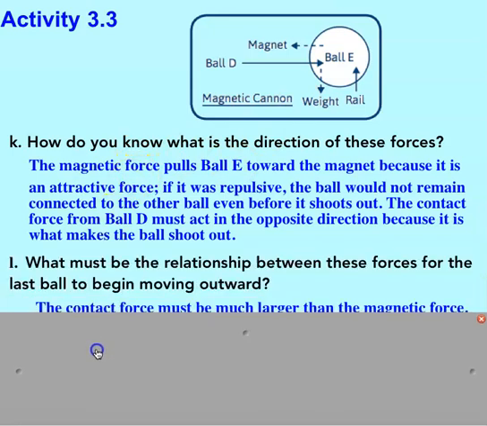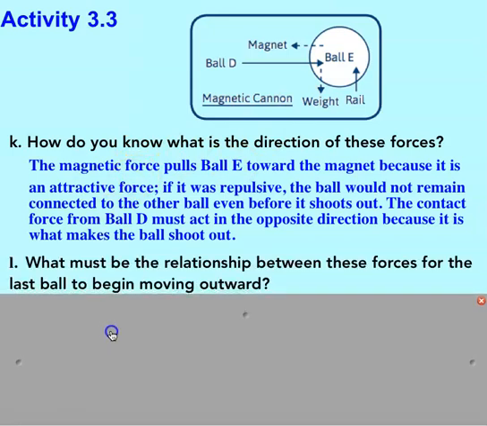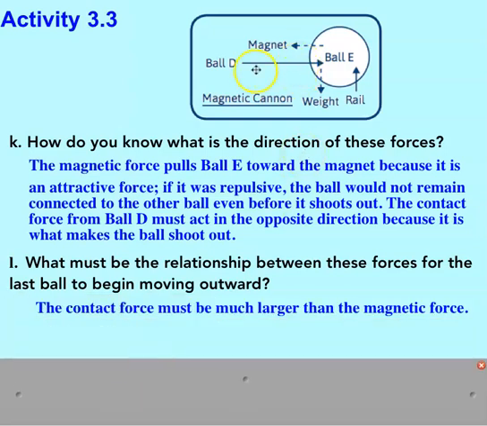It's a greater force. What must be the relationship between these forces for the last ball to begin moving? Again, I already answered that. Ball D's got to be greater. The force applied by ball D must be greater than the magnet. Now, if you're starting to think, okay, Mr. Rattoon, I thought all forces are equal and opposite. Well, you're right, but remember, this is a free body diagram. So ball E is also pushing on ball D, and those forces would be equal. But when we look at the difference between the magnet and ball D, we're only looking at the forces applied to ball E, and because ball D applied a greater force, the ball shot out to the right.